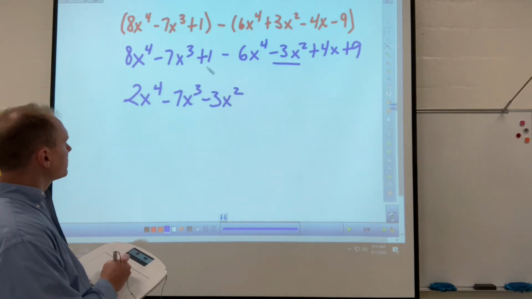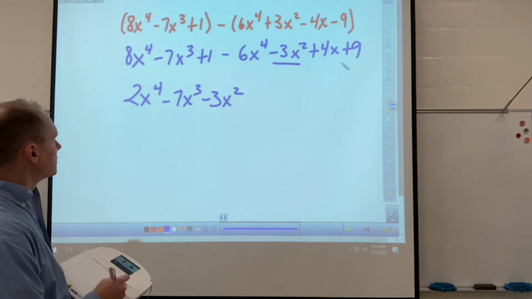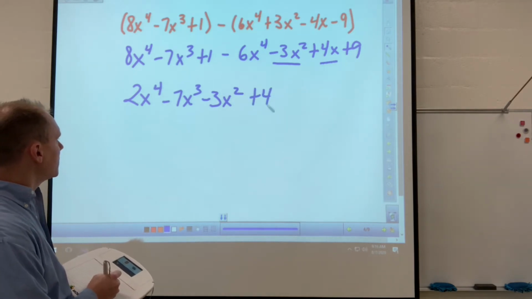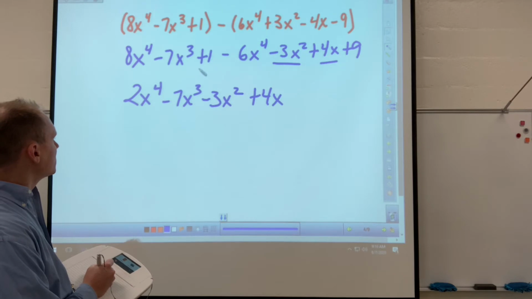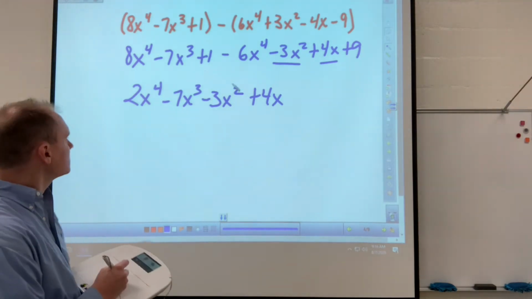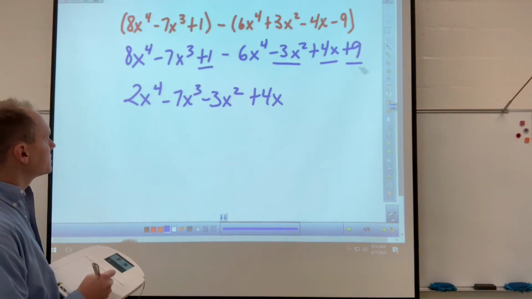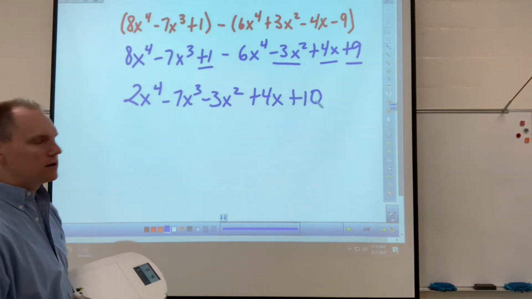Do I have any x to the first terms? Okay, 4x, so that's going to go next. And then, do I have any numbers, or what we call constants? So that'd be plus 1 and plus 9, that'd be plus 10 altogether.